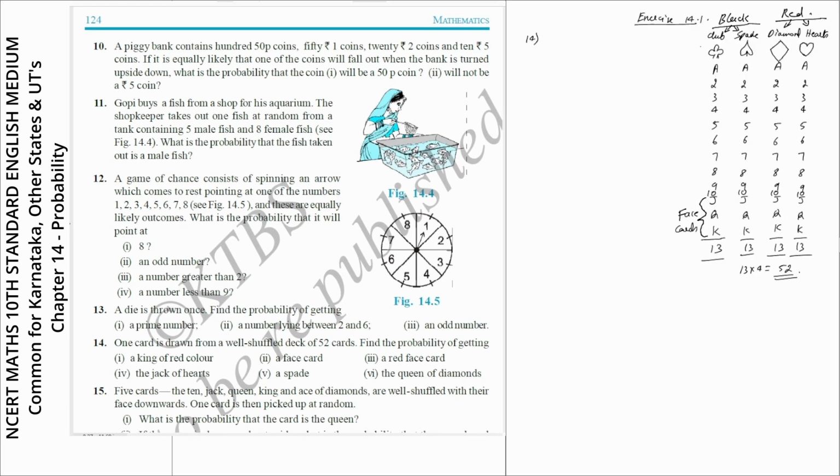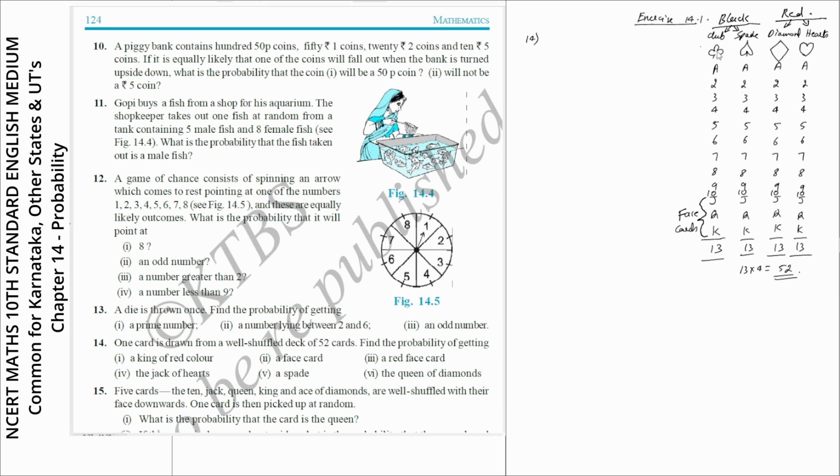Exercise 14.1, question number 14. One card is drawn from a well shuffled deck of 52 cards. Many of you won't know what this deck of 52 cards contains, so I'll explain. This deck of 52 cards contains 4 groups of cards, and those 4 groups are club, spade, diamond and hearts. The club and spade are black in color, and the diamond and hearts are red in color.